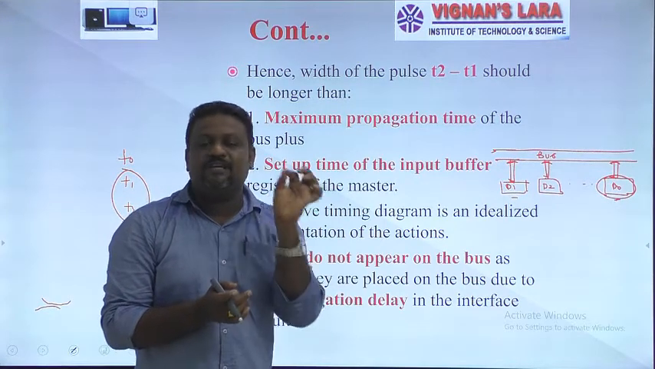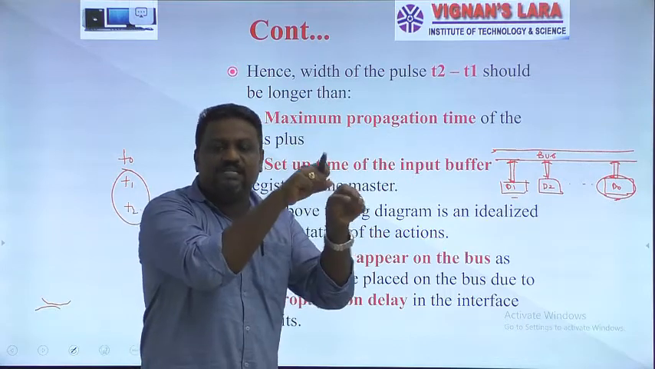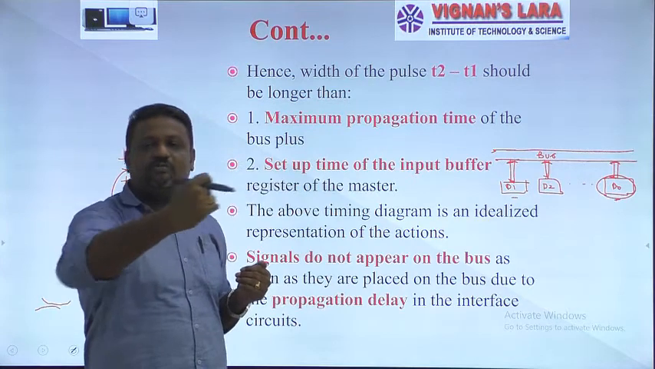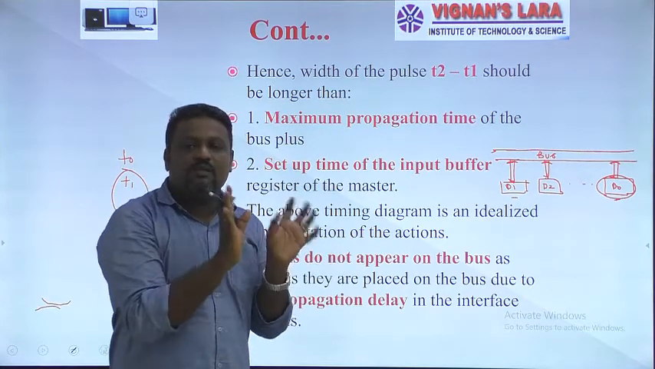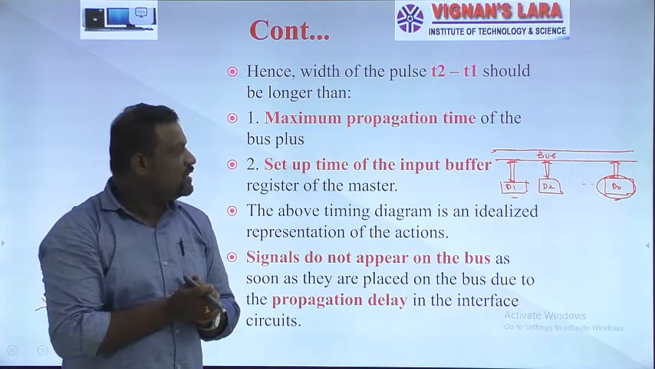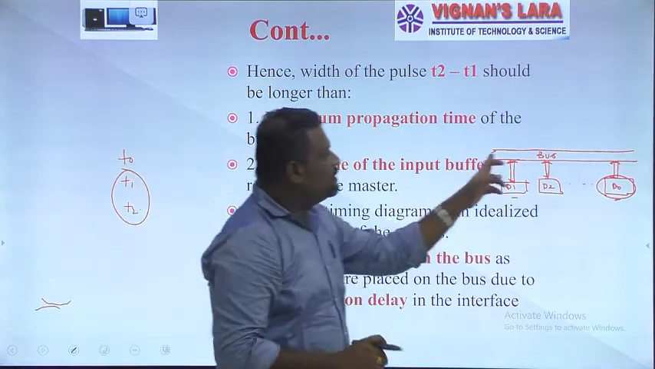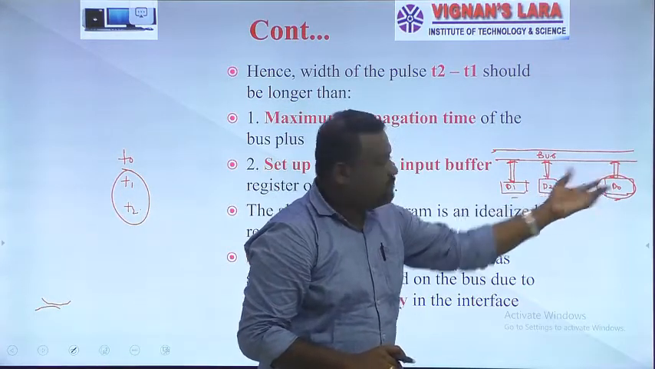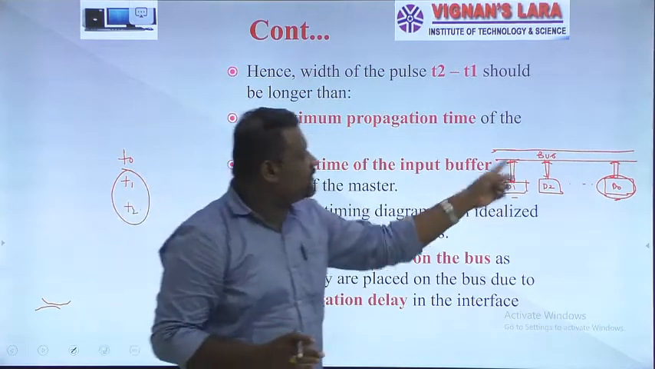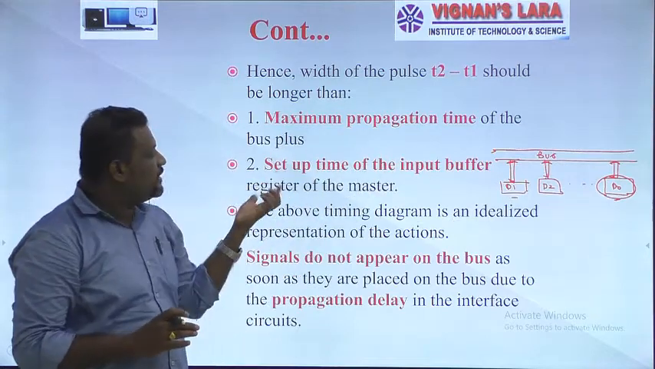So what we are saying clearly is that at time T2, whatever data was presented over the bus can be received by either the master or the slave, depending on the operation we are going to perform using the bus. So here the time difference T2 minus T1 depends purely on the maximum propagation delay between the devices connected to the bus, as well as the setup time of the input buffer register of the master.